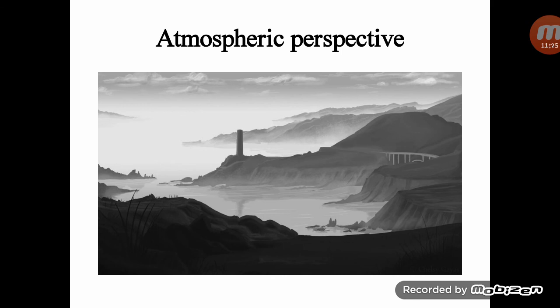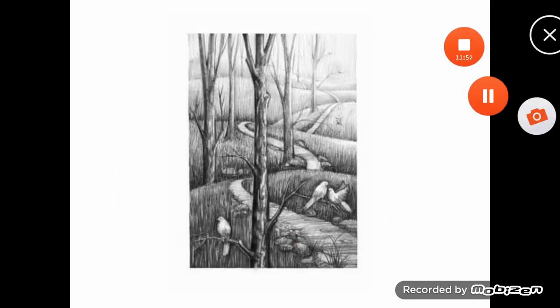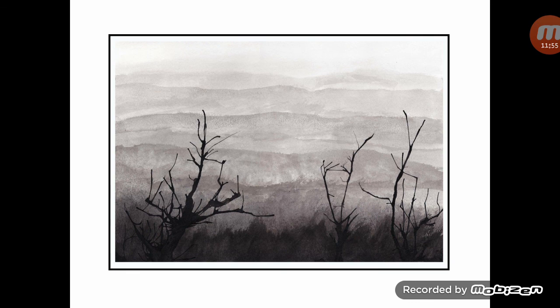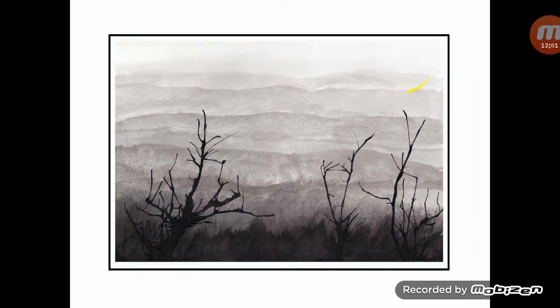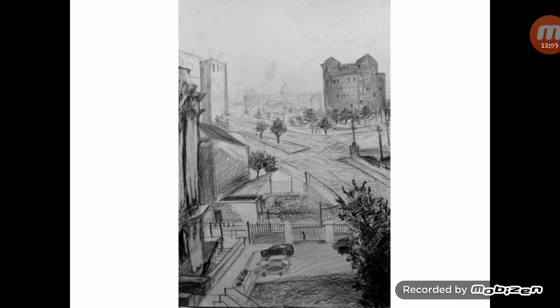Atmospheric perspective gives the illusion of depth by lightening values, softening details and textures, reducing contrast and neutralizing colors in objects that are further away. Example of atmospheric perspective.